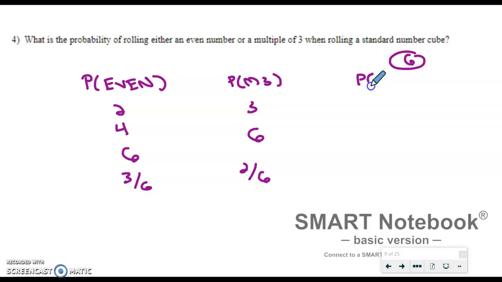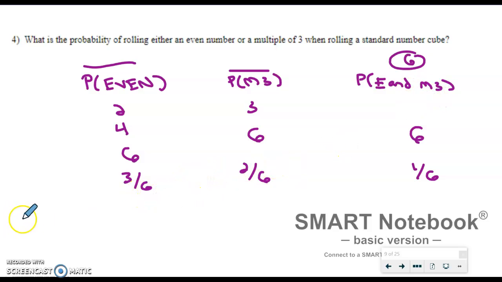Now, do I have any outcomes that are both even and a multiple of 3? What do I mean by that? Do I have any outcomes that are both in this set and in this set? Any outcomes that are being counted twice? If I look at that, it looks like 6 is being counted twice. So that is 1 out of 6 that happens to be even and a multiple of 3.